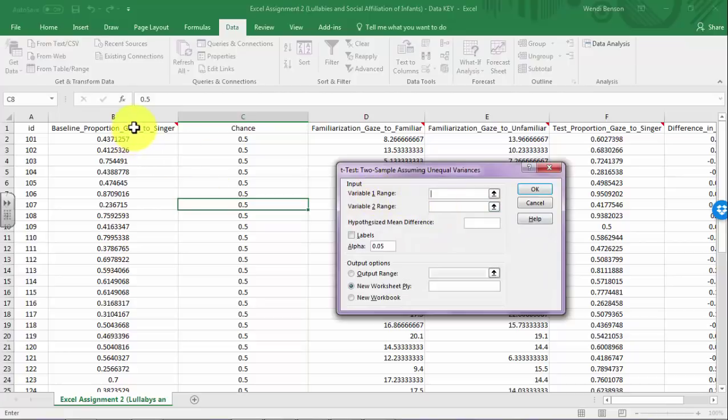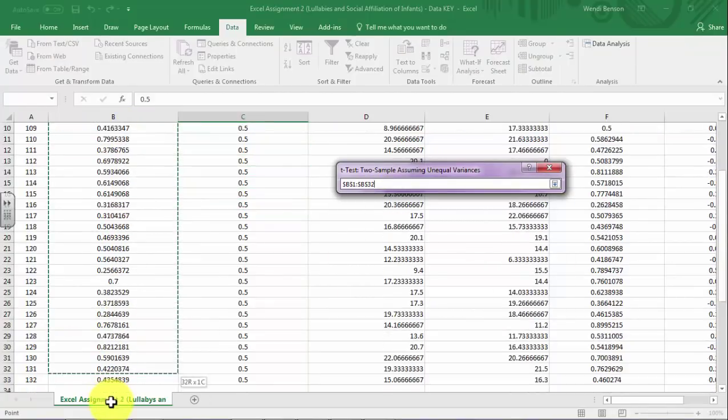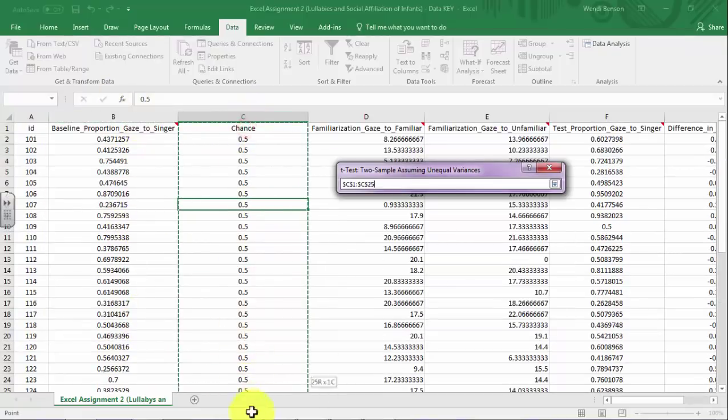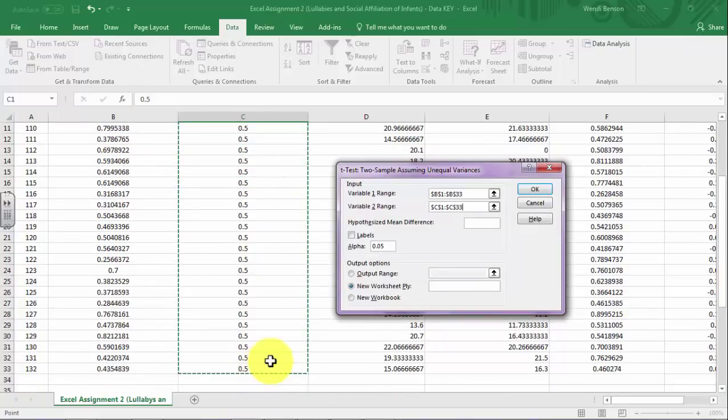Our variable 1 range, let's just highlight the baseline proportion to singer, all of that. And then for variable 2, we're just going to highlight our chance values, which is just 0.5 across the board. The hypothesized mean difference, you can just leave that blank. Click labels. That tells Excel that the first thing that you highlighted up here was a label, not a number. You can leave your alpha at 0.05. And now let's put this in a new worksheet, and let's call this baseline versus chance.